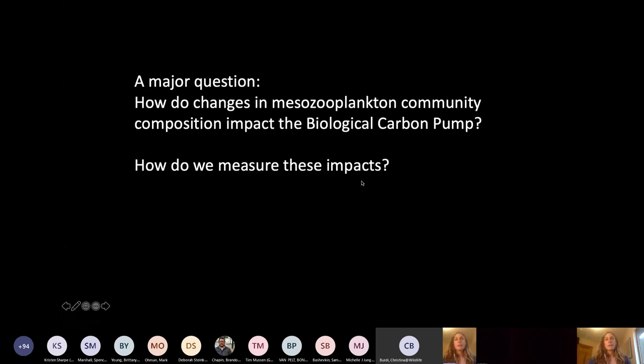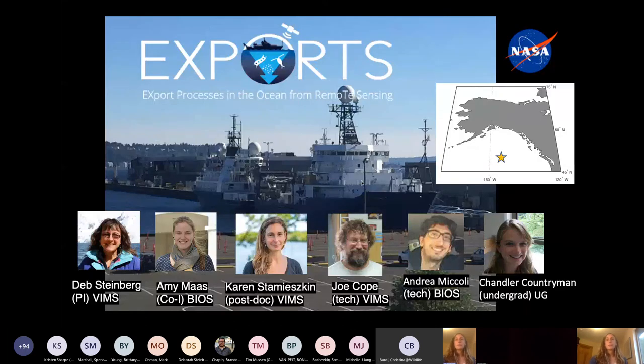And how do we measure these impacts of zooplankton composition on carbon export? One of the ways we do this is through field experiments and observations. Debbie mentioned the EXPORTS program, and I've mentioned it several times, but here's a nice picture of what went on. We took two ships, the Roger Revelle and the Sally Ride, out to Ocean Station Papa. This was our zooplankton team that did a lot of work. Ocean Station Papa is out in the high nutrient, low chlorophyll North Pacific. We went out and the larger program studied almost every aspect of the biological carbon pump for about a month.